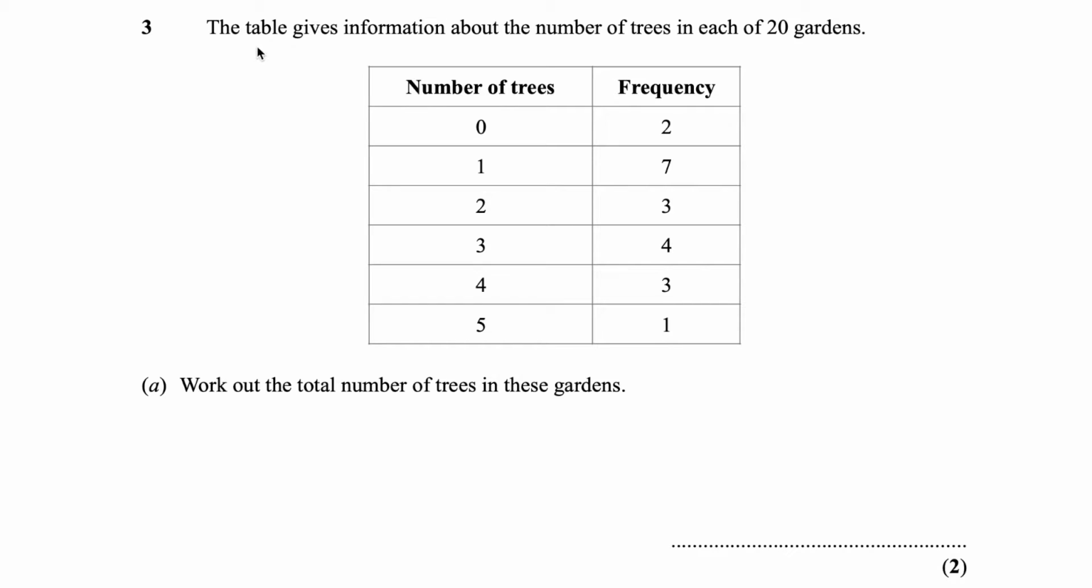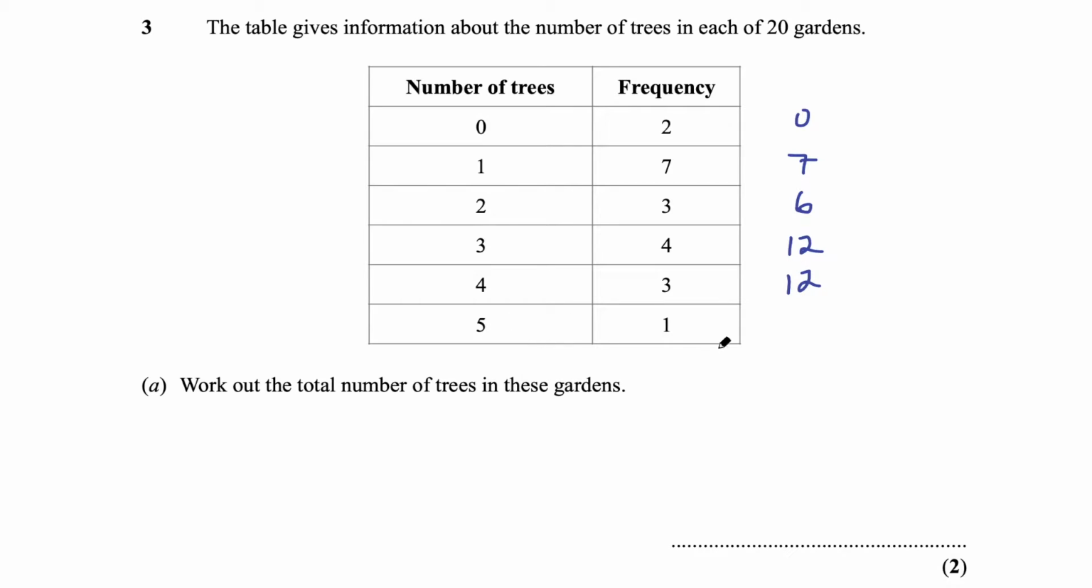Question 3 says the table gives information about the number of trees in each of 20 gardens. Okay, so number of trees 0 to 5 and the frequencies. Part A says work out the total number of trees in these gardens. 2 gardens had 0 trees, so that's going to be 0 trees to add up. 7 gardens had 1 tree, so that would be 7 trees in total. 3 gardens had 2 trees, so therefore would have 6 trees in those 3 gardens. 4 gardens had 3 trees, that would be 12. 3 gardens had 4 trees, again that would be 12.